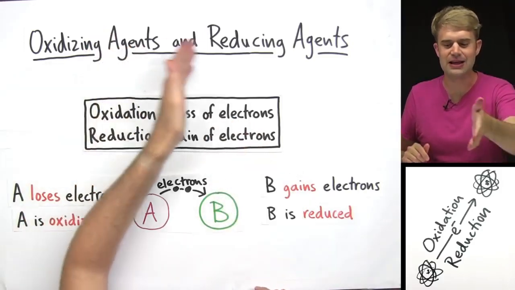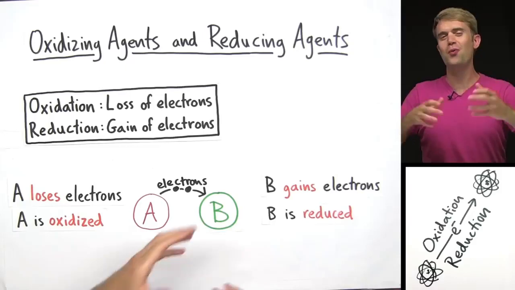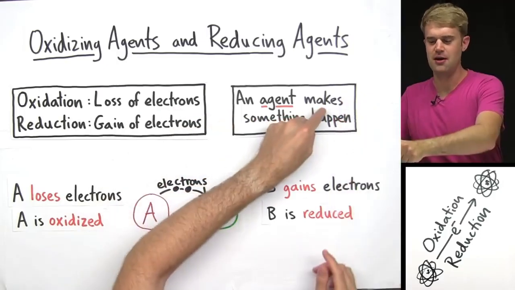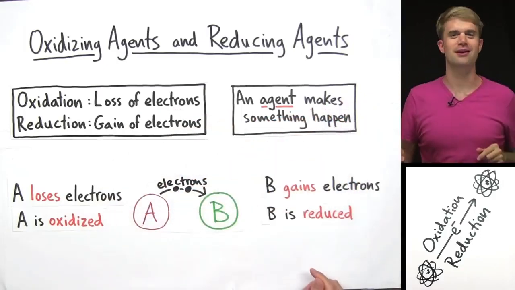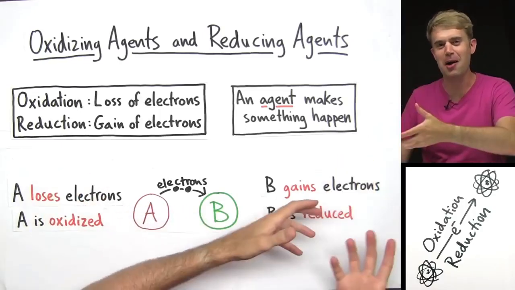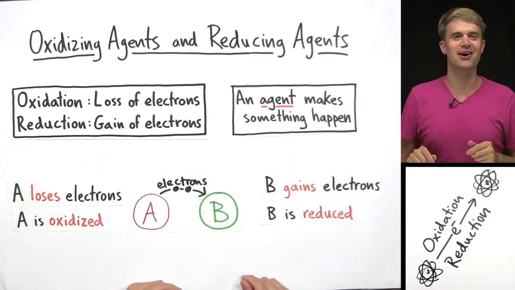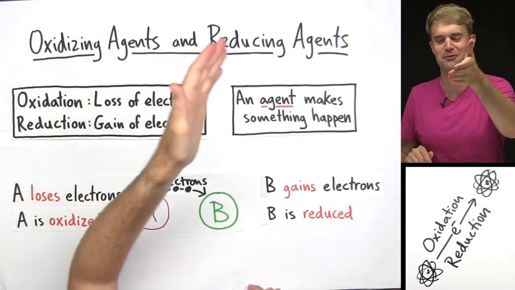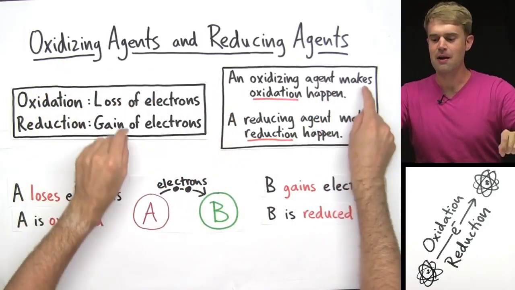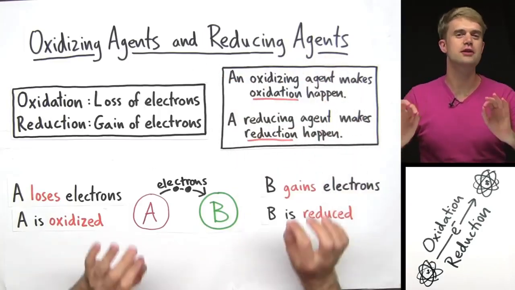But here we're talking about agents, oxidizing and reducing agents. So what's an agent? Well, the word has a bunch of different meanings, but in this situation, an agent makes something happen. Okay, think of like the agent for a movie star, right? They help the actor get jobs, they help the actor get into movies. An agent makes things happen for that movie star, okay? And that's exactly what oxidizing and reducing agents do. They make stuff happen. An oxidizing agent makes oxidation happen, and a reducing agent makes reduction happen.